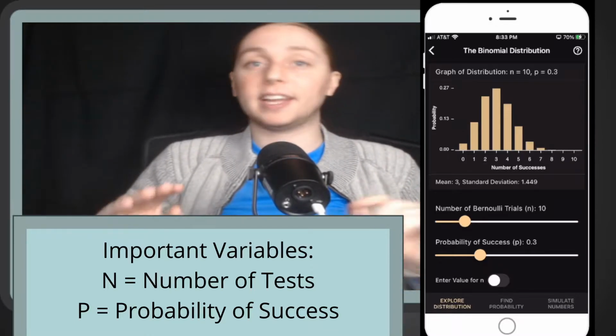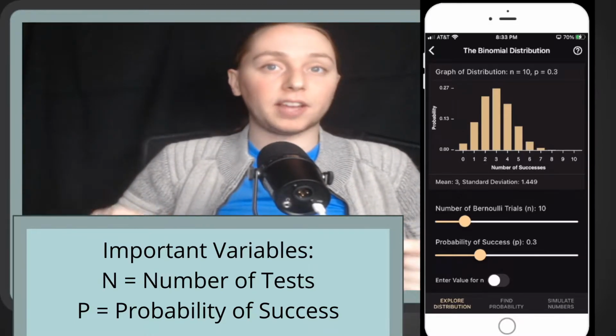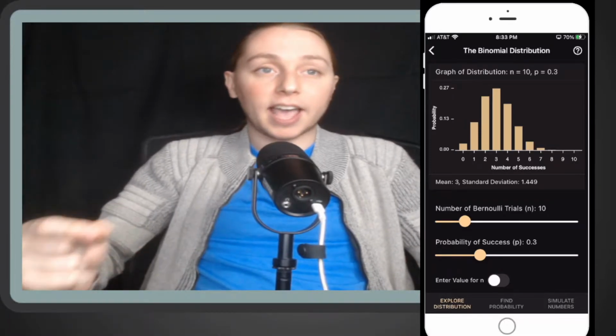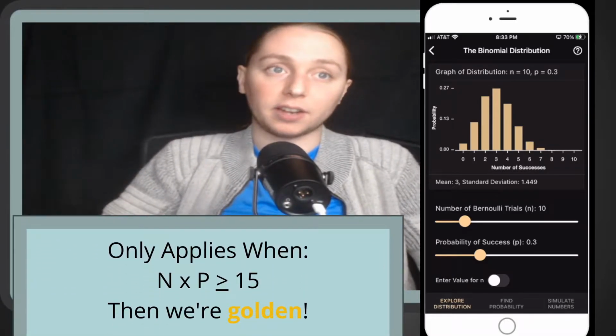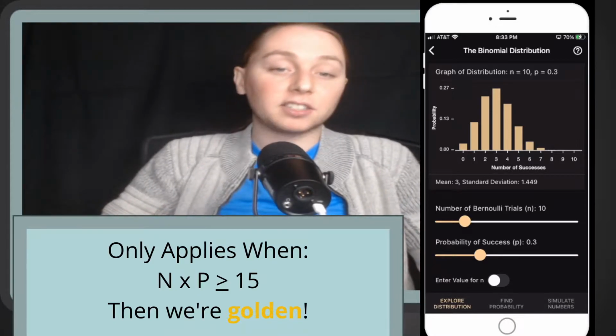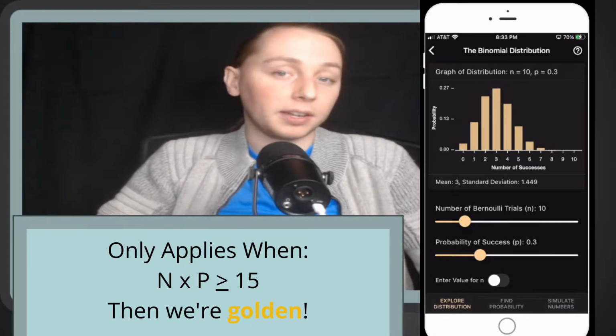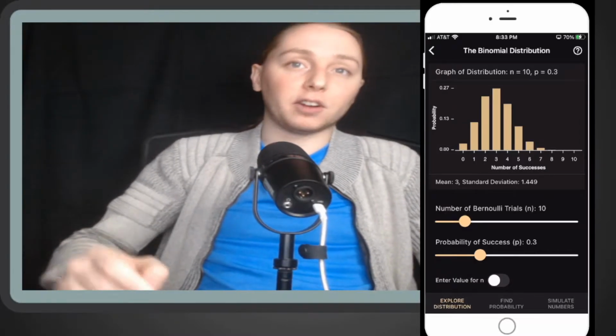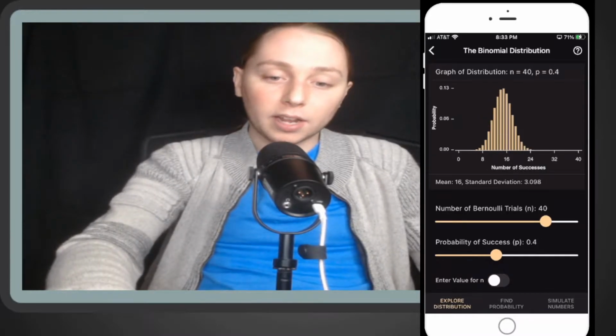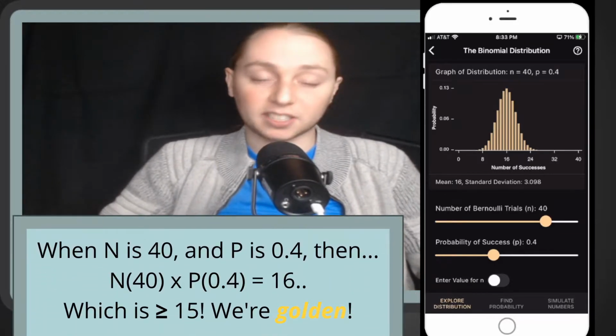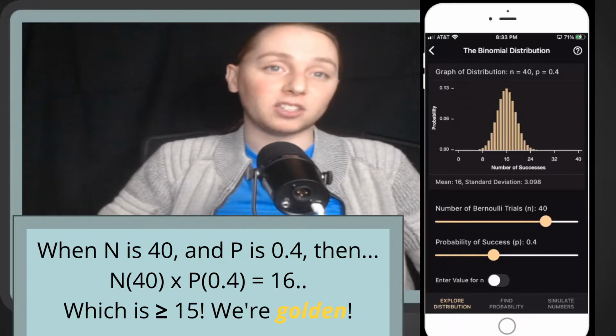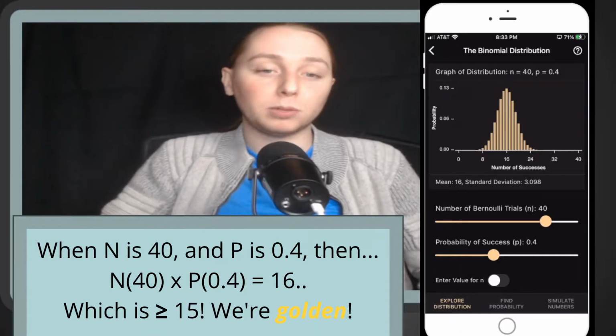Well, under the conditions that n times p is greater than or equal to 15, and n times 1 minus p is greater than or equal to 15, then this rule applies and it's going to be approximated well. And I'll even be able to put that graph into the normal distribution explore distribution section if we wanted to look at exactly what it looked like. So one that I know for a fact works is number of trials being 40, and the probability of success is 0.4, and n times p in this circumstance is going to equal 16, which is greater than 15, so it will be approximated well by the normal distribution.